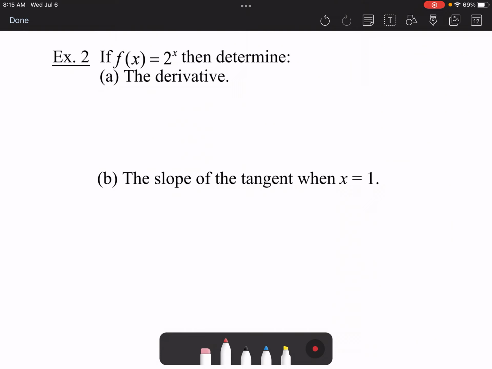So here what we're going to do is, given f of x equals 2 to the x, we're going to calculate the derivative of this thing. So that's just 2 to the x, since the base is different, multiplied by ln 2. Now to calculate the slope of the tangent at the value when x equals 1, all you have to do is substitute 1 in for x.